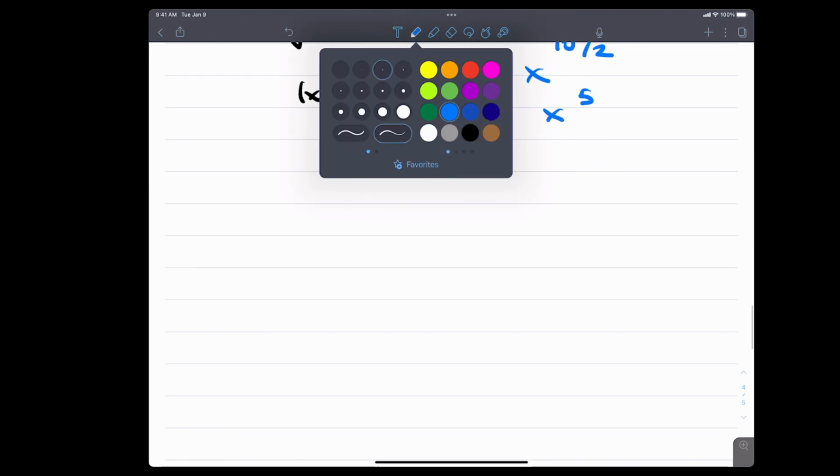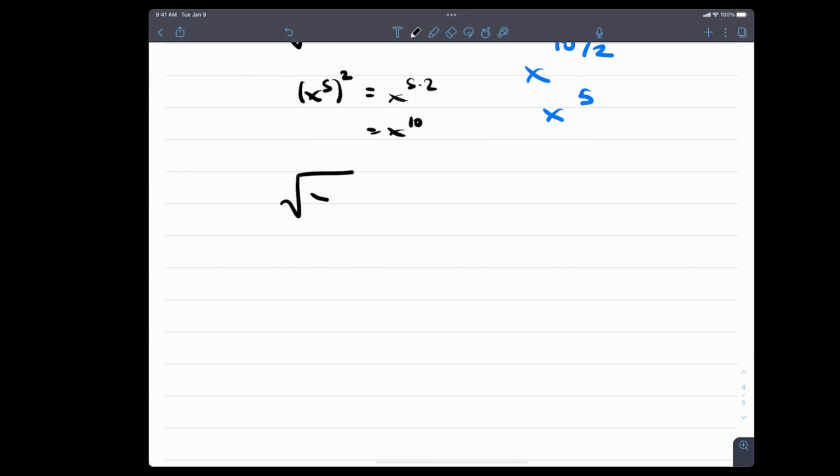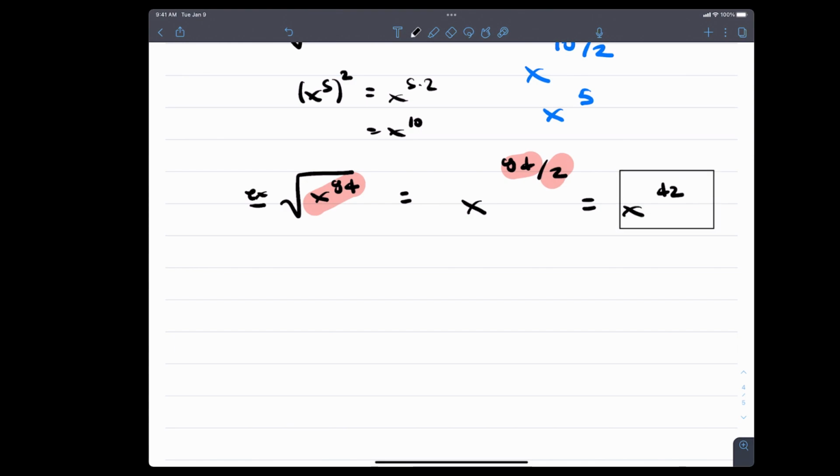Well, what if they ask you this? What's the square root of x to the 84th power? X to the what? 84 divided by 2, which is x to the 42nd power. You guys okay with that? You guys see what I'm saying? So since I know this is x to an even power, that power divided by 2 is how I can find the square root of those kinds of terms. What do you guys think? Is that easy?